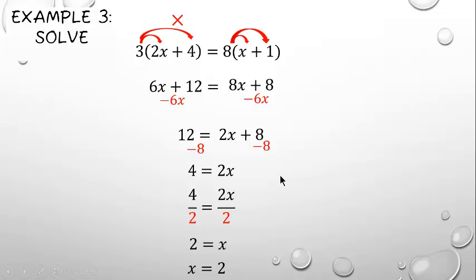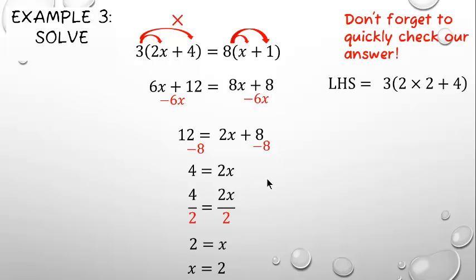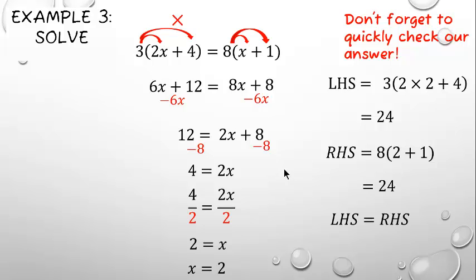Okay, just checking our answer, substituting x equals 2 into the left-hand side and then the right-hand side, and they should both equal for it to be a true equation. So, let's go left-hand side. 3 outside of 2 times x plus 4, so 3 outside of 2 times 2 plus 4 gives us 24. Right-hand side, 8 outside of x plus 1, so 8 outside of 2 plus 1 also gives us 24. So the left-hand side equals the right-hand side. So using the solution x equals 2 gives us a true equation.